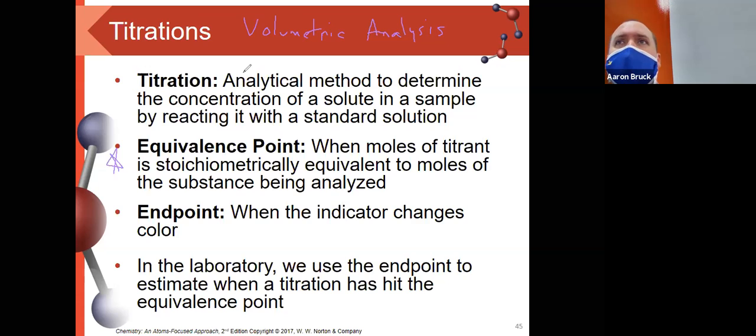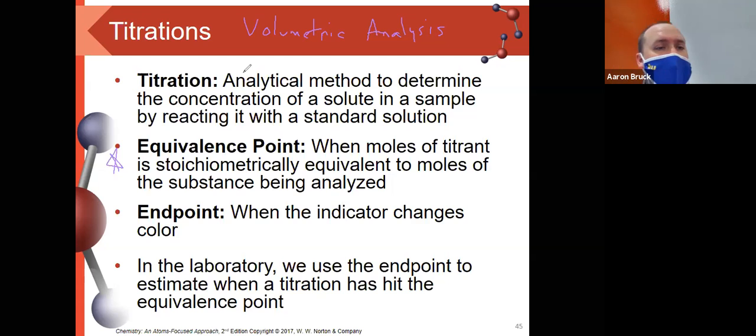In 2 weeks, you'll do a redox titration using vitamin C. That one's not technically acid-base, but it still has an equivalence point. There's a spot where the amount of vitamin C and the amount of the other titrant are equal to each other from a molar standpoint. Now, equivalence point is generally difficult to see.